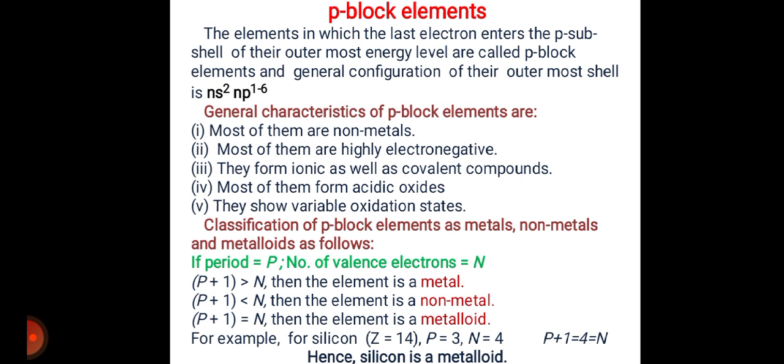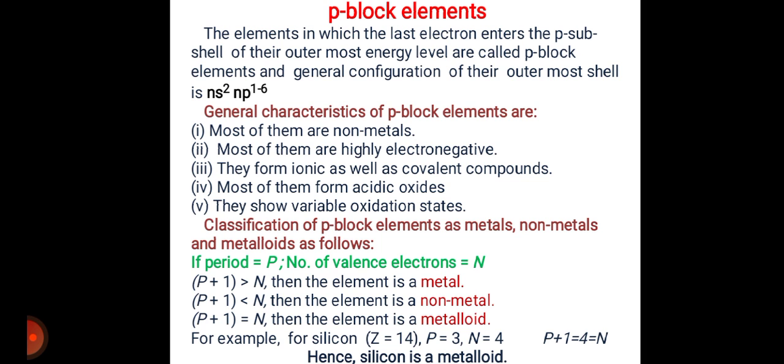Most of them are highly electronegative, and they form ionic as well as covalent compounds. Most of them form acidic oxides. They show variable oxidation states. So the classification of p-block elements as metals, non-metals and metalloids is as follows.